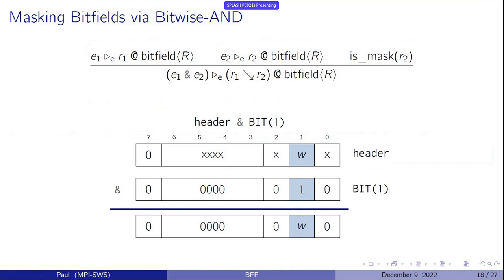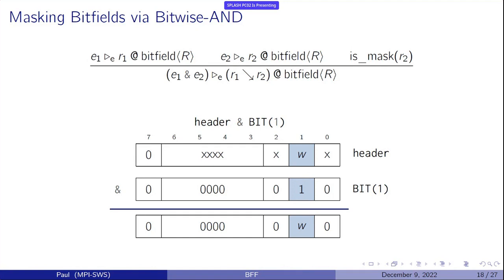So this typing rule applies to type check this C expression because the right-hand side, the bit1, is a mask according to our definition. And intuitively, as you can see from this figure, the masking bitfields operator, this kind of bitfield manipulation, is actually extracting the value of the right field from the input header.